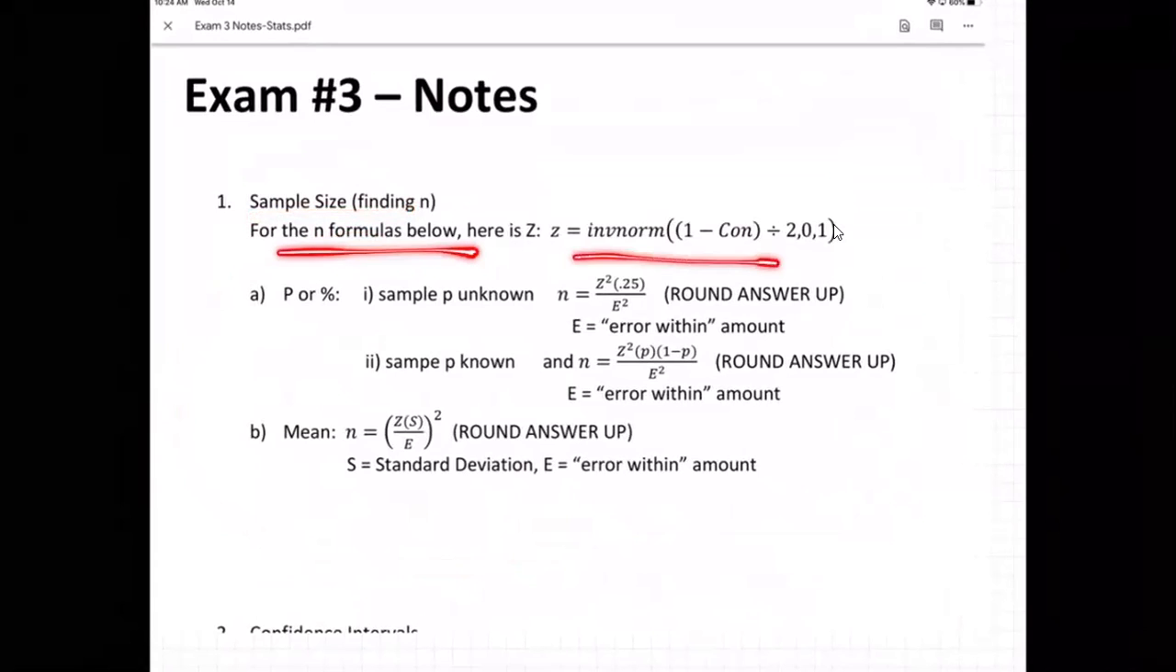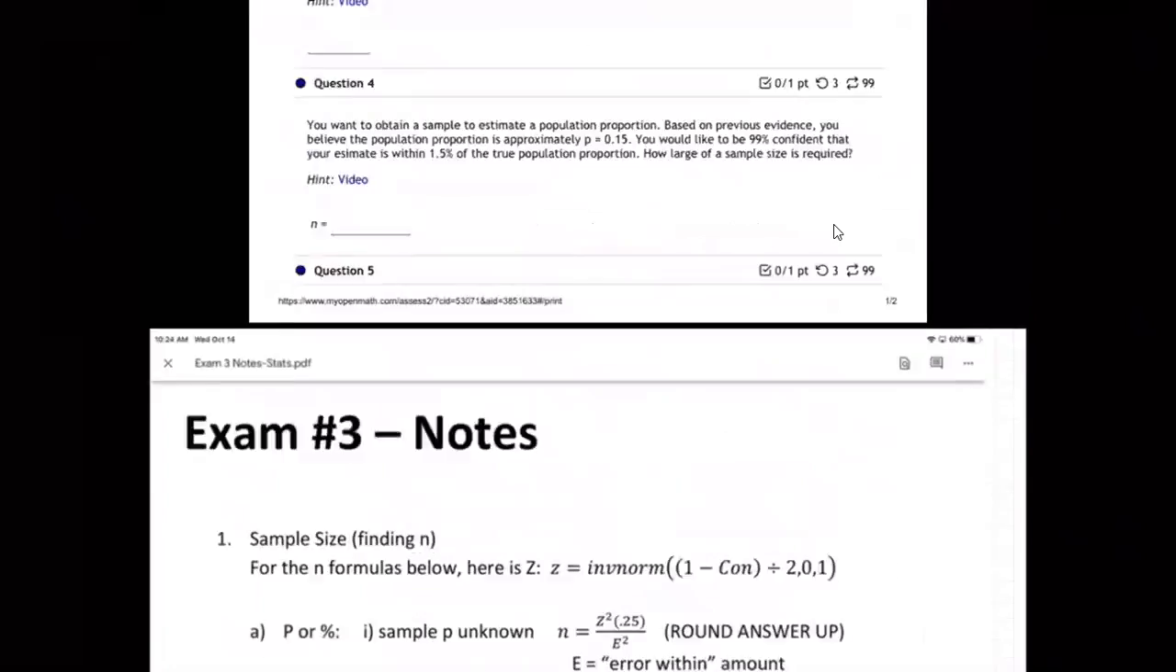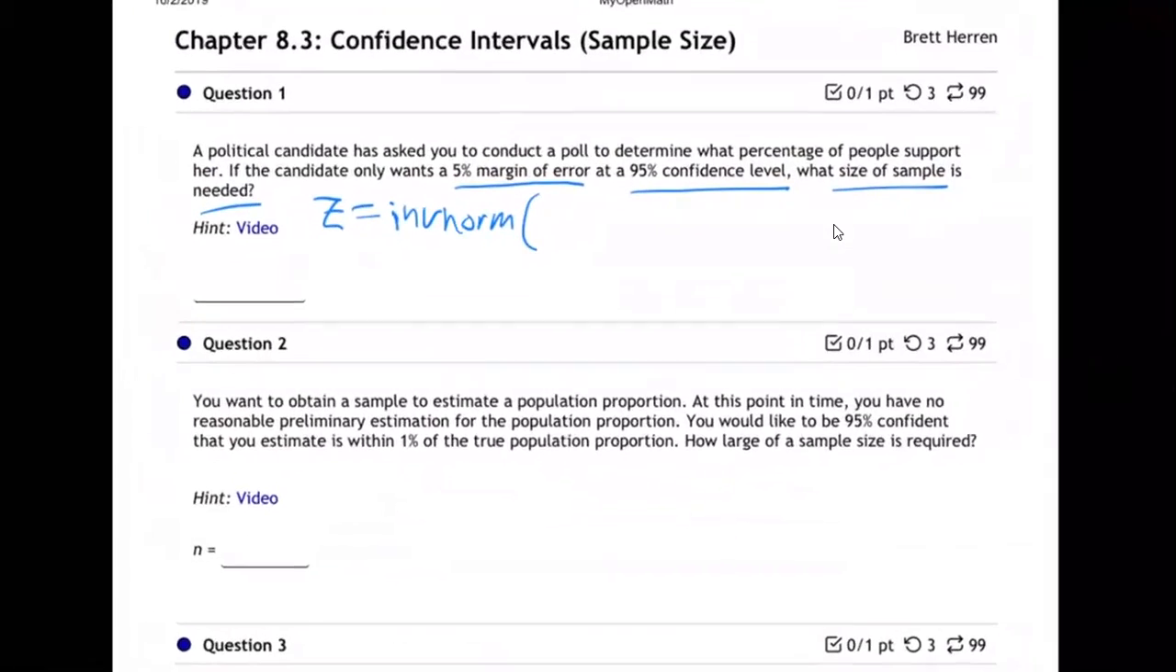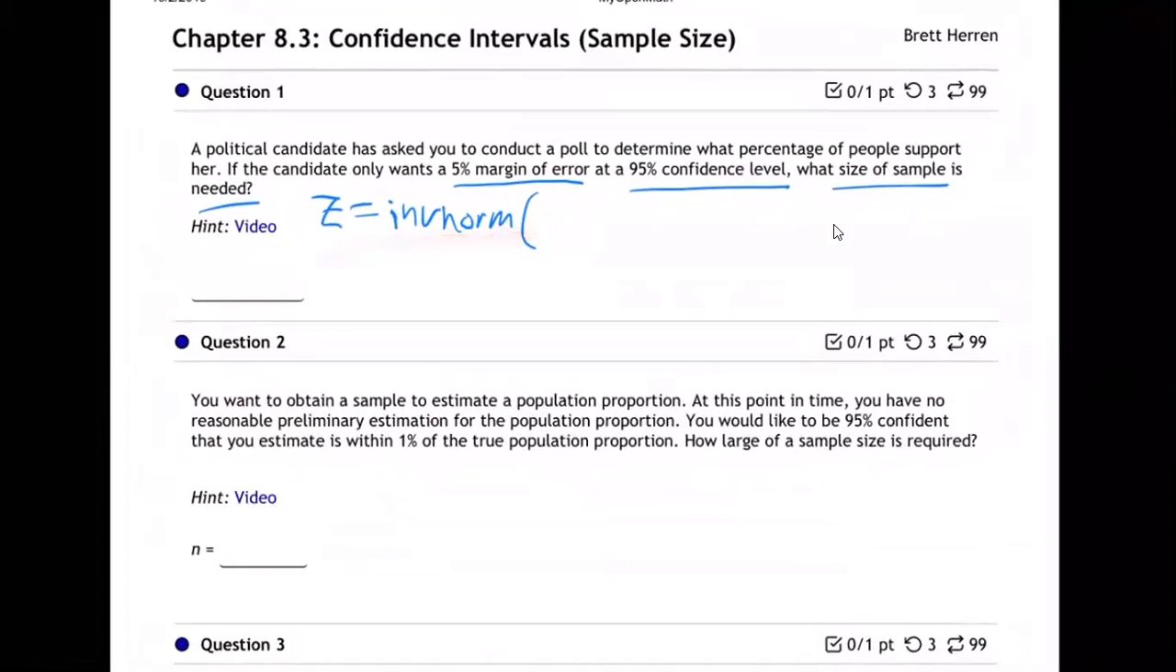First thing, you have to find this Z right here, which is inverse norm of 1 minus confidence level divided by 2, 0, 1. All right, let's do that first. So that is Z. I'm starting that right here. Z equals inverse norm of parenthesis 1 minus confidence level divided by 2, 0, 1, like that.